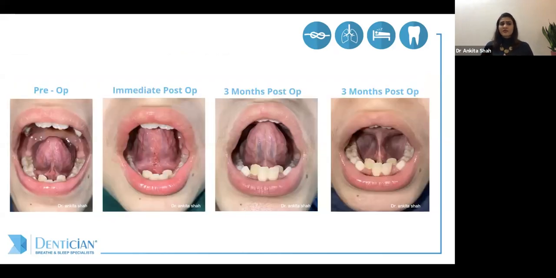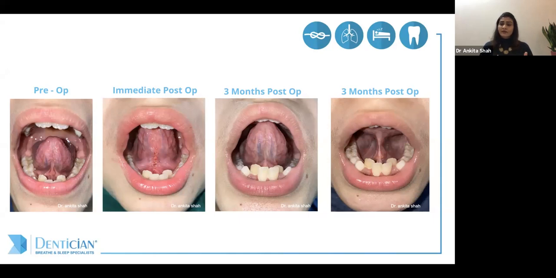This was another very interesting case where this child at 10 years of age, the parent reported that there were many times they felt that the child stopped breathing in the night. He had enlarged adenoids, crooked teeth, a tongue tie as we see, and snoring as well.